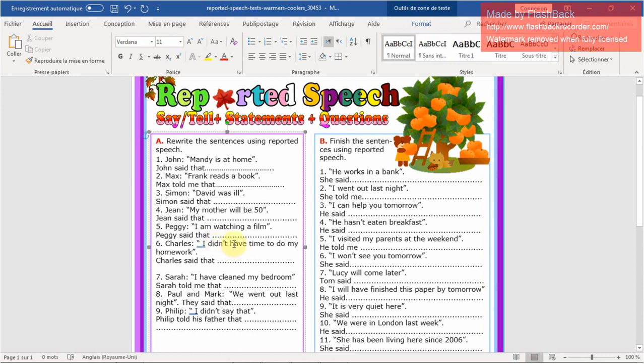Okay? I have cleaned my bedroom. So this is the verb to clean in present perfect. We went out last night. The verb to go in simple past. I didn't say that. The verb to say in simple past, negative form. Alright? So take some time to think before we correct it together.